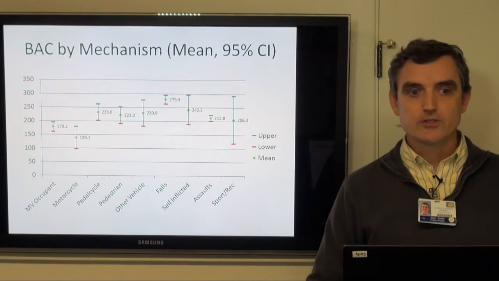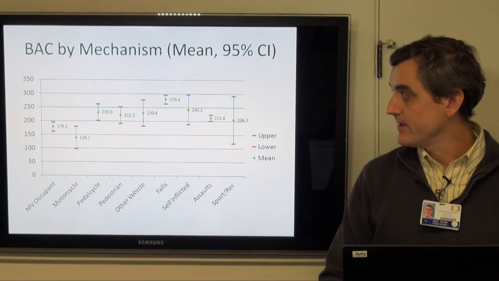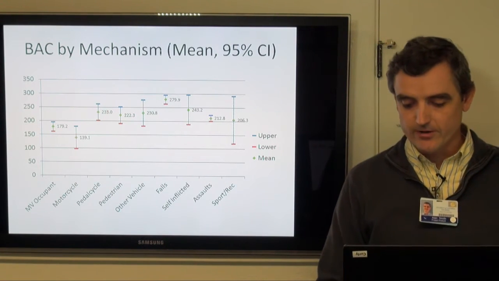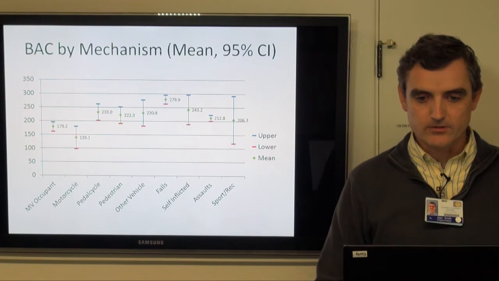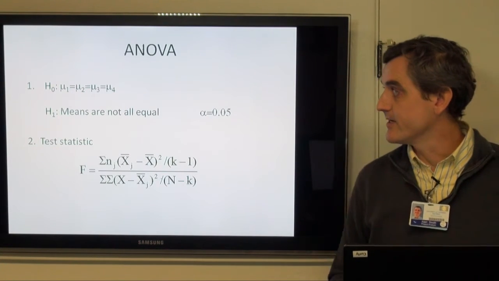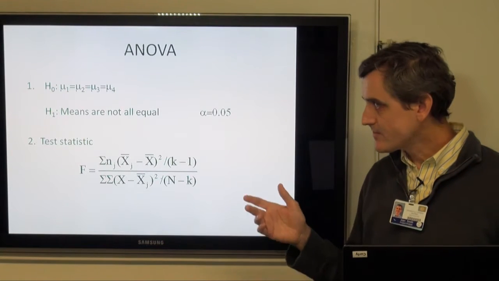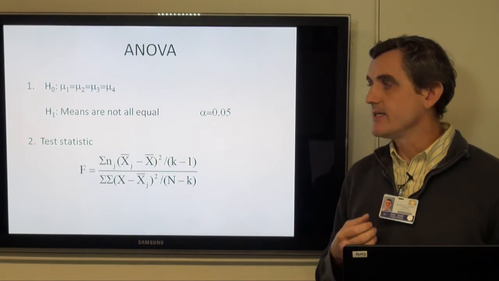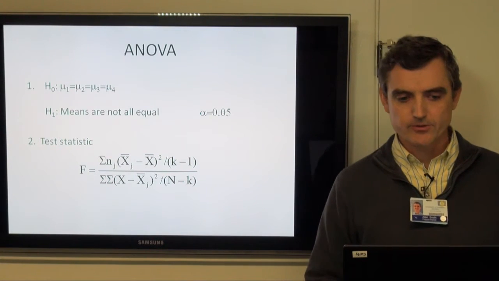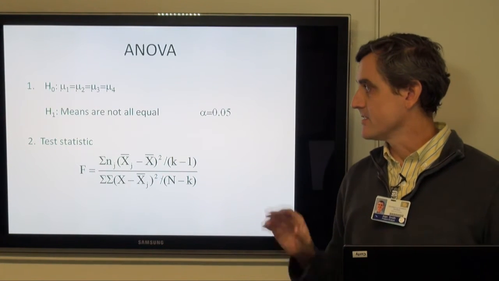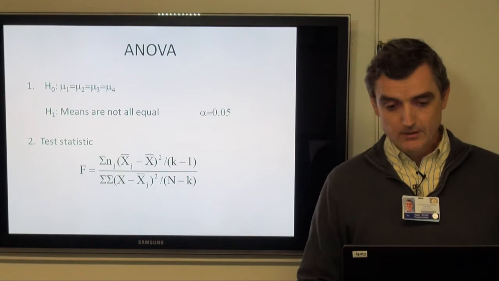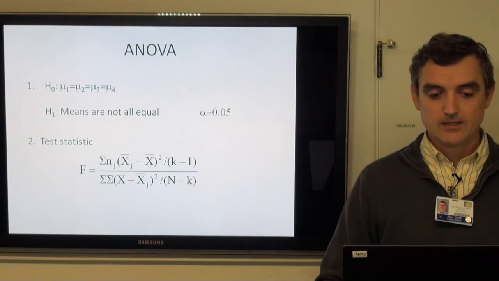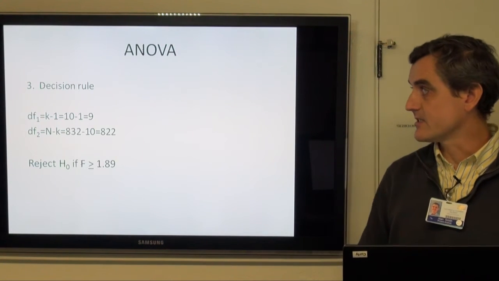But going back to the original question, is there a significant difference somewhere in blood alcohol concentration? That's where analysis of variance comes in. So our null hypothesis is that the mean BAC is equal across all of these groups. The alternative hypothesis is that the means are not all equal. And we can test this using the F statistic.